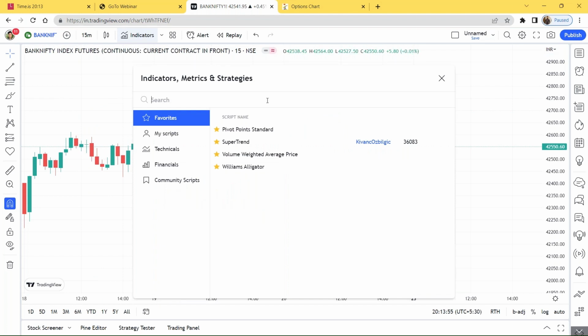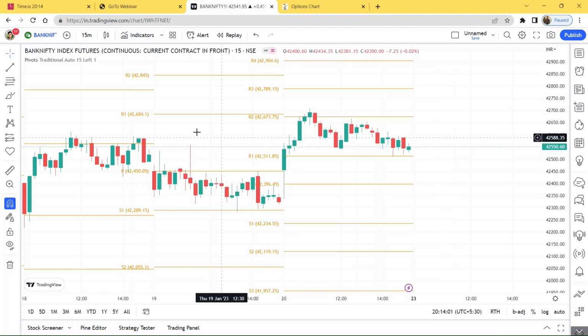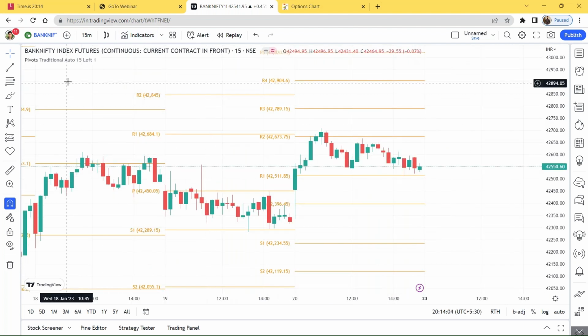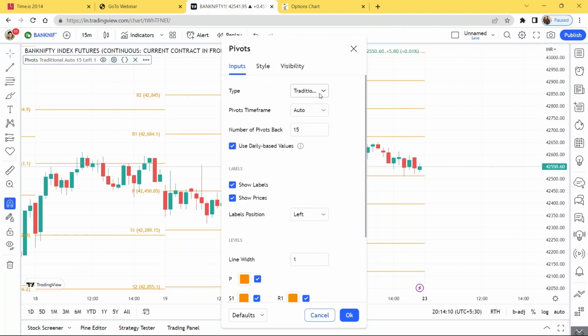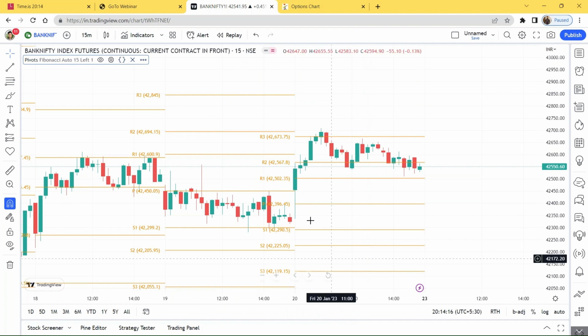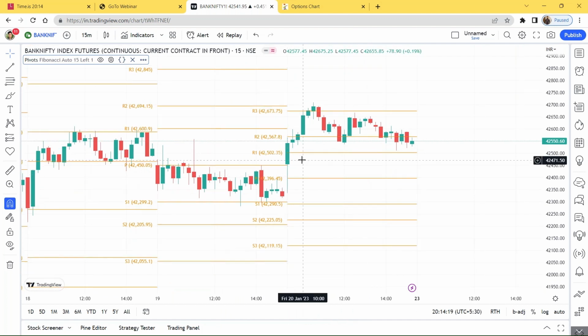We'll go to indicators. Our first indicator would be pivot point standard. But as I told you, we have to use Fibonacci pivots. So you will go to the settings, and here in the type, you will change it to Fibonacci and click okay. So the first indicator, Fibonacci pivot points, has now been applied on the charts.